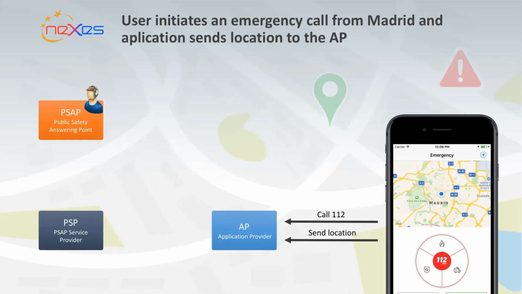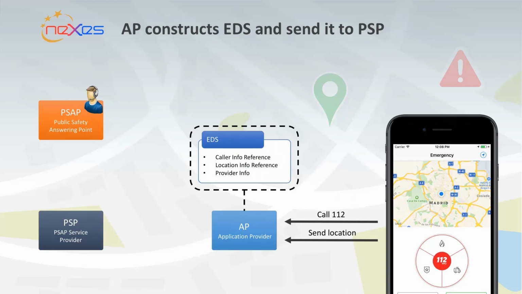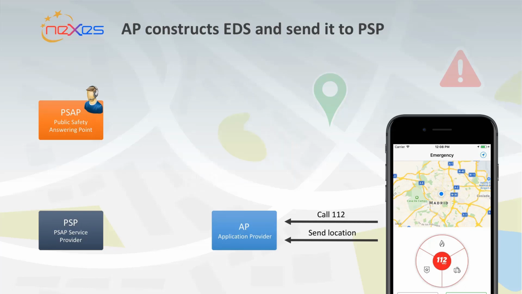In this demonstration, the user makes a 112 call and the application sends the location and a call indicator to the AP. The AP takes the user's location and combines it with information about the application provider, as well as a reference to other information about the caller. This combined information is assembled into a Pemea message called the Emergency Data Send, or EDS message. Once the AP has assembled the EDS message, it sends it to the local PSAP.